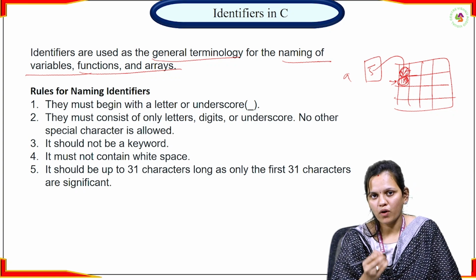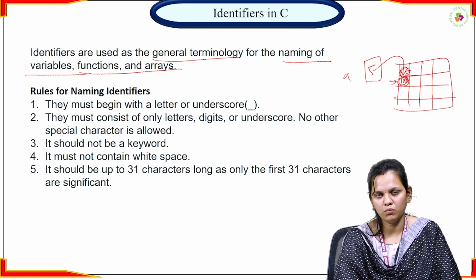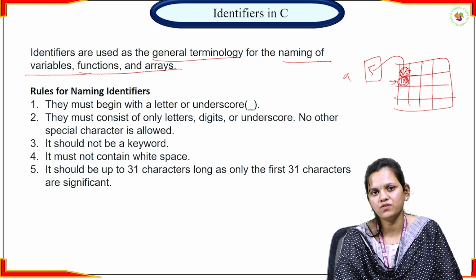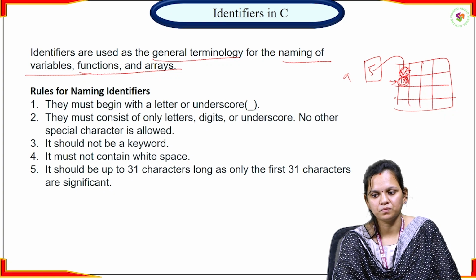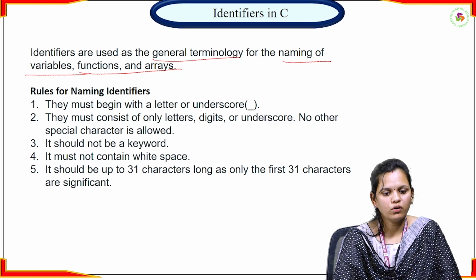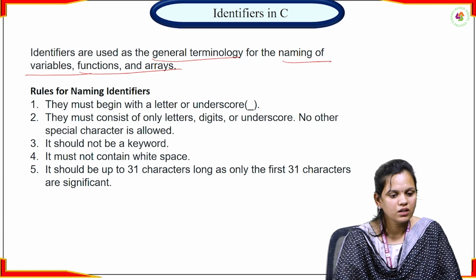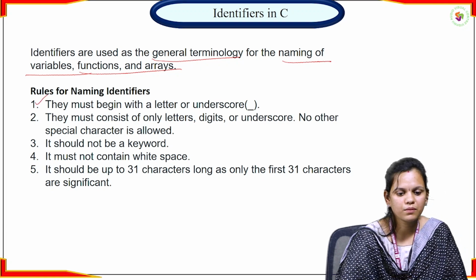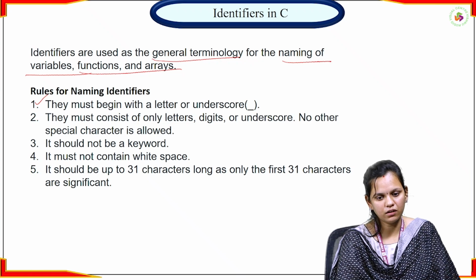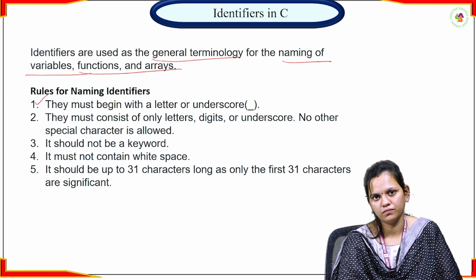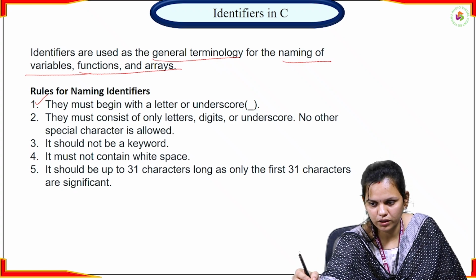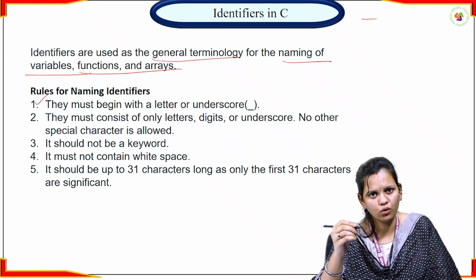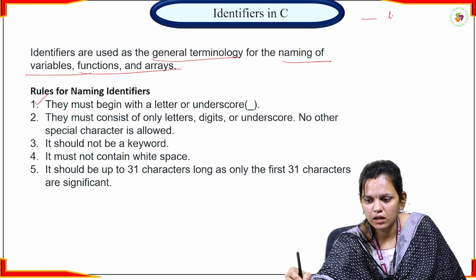Okay, so while we name a variable, function or array, we have some rules to define an identifier. We have some rules for naming identifiers. The first rule is they must begin with a letter or underscore. The identifier name should begin with either an underscore or a letter.